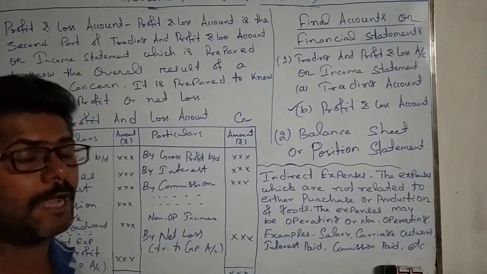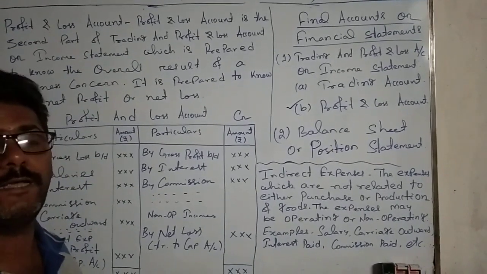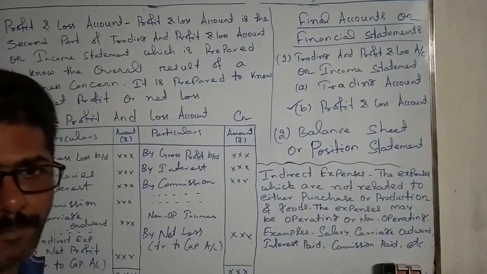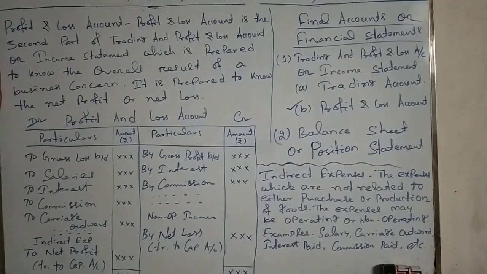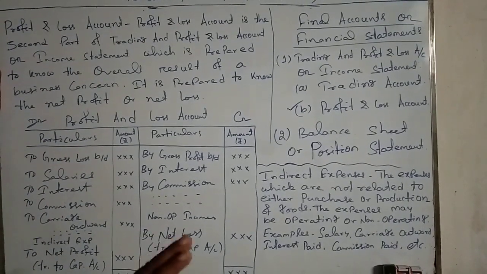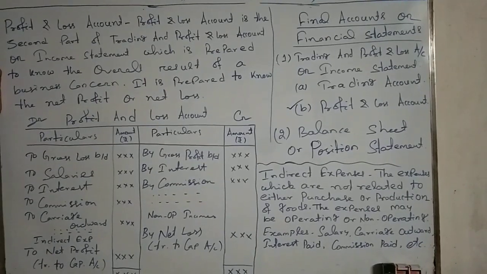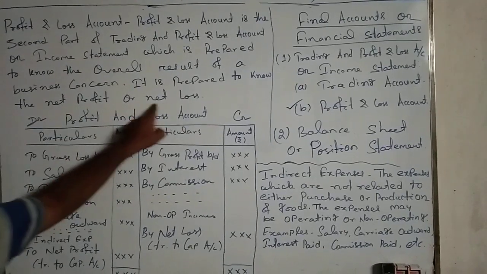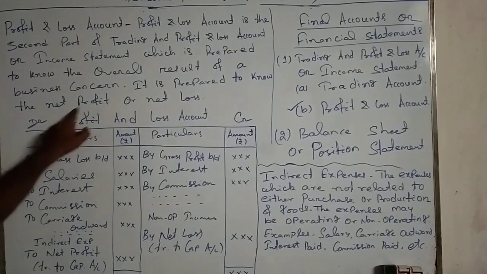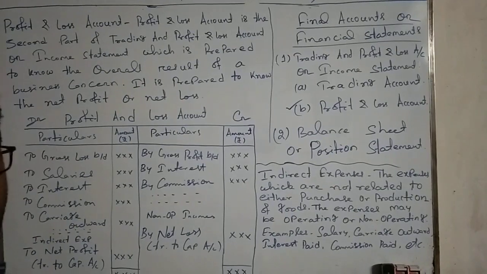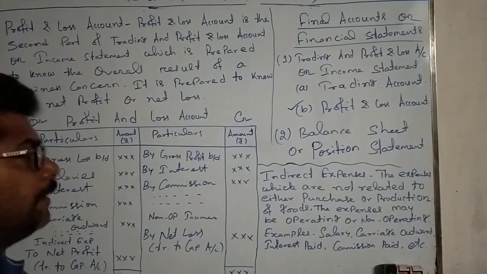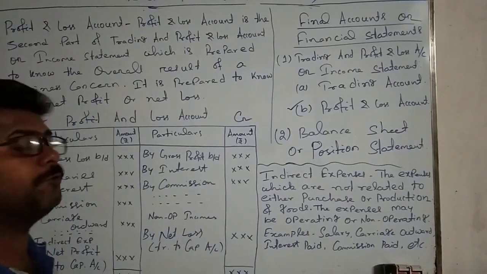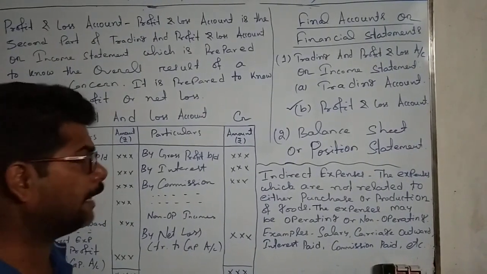In the trading account, what happens? You are getting the result of trading only. That means buying and selling of goods. But in the case of the profit and loss account, it is the result of all the operations undertaken throughout the year. So it tells about net profit earned or net loss suffered at the end of the accounting year. Before preparing the profit and loss account, you have to go through another term, that is indirect expenses.